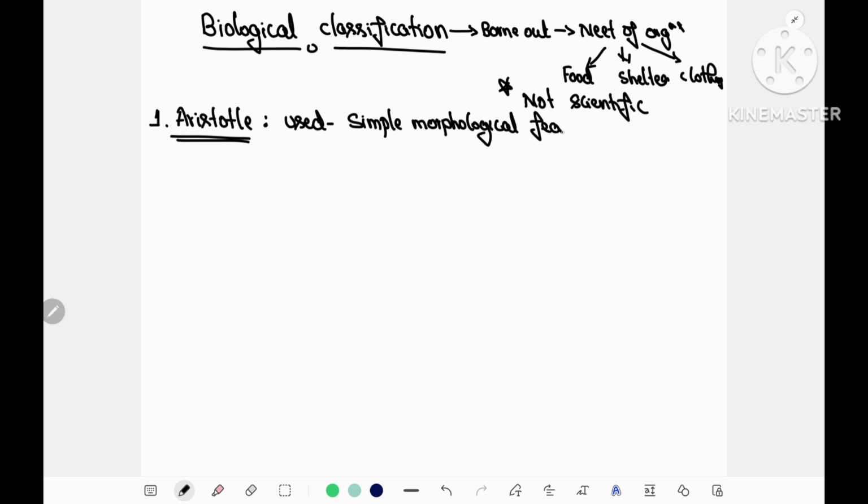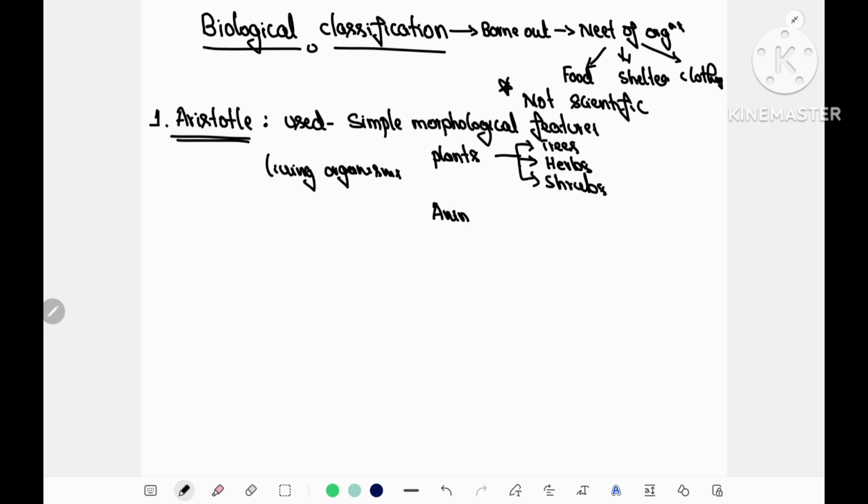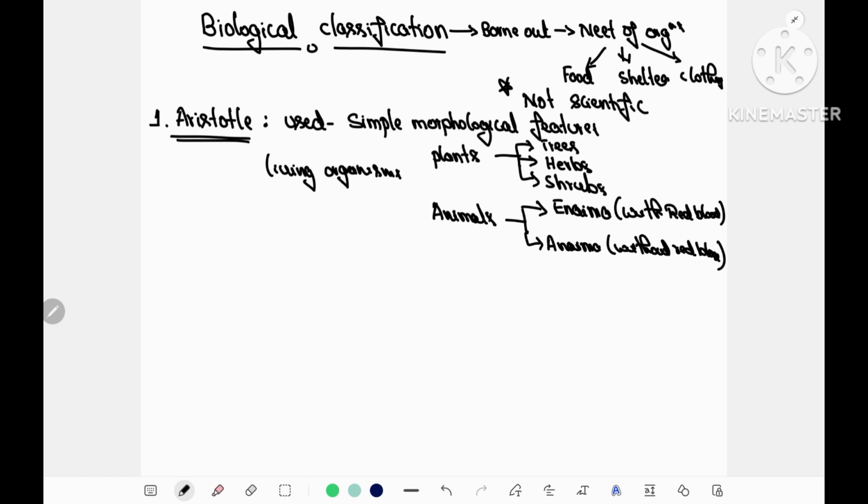He used simple morphological features for classification of living organisms. Based on that, he classified plants into 3 groups: trees, herbs, and shrubs. And he classified animals into majorly 2 groups: those which contain red blood, called Enaima, and animals which do not have red blood, he called them Anaima.